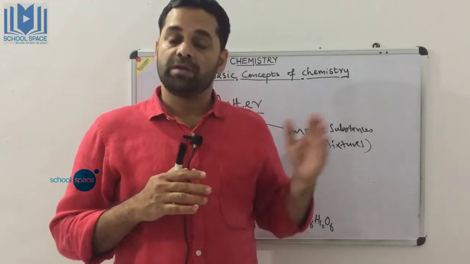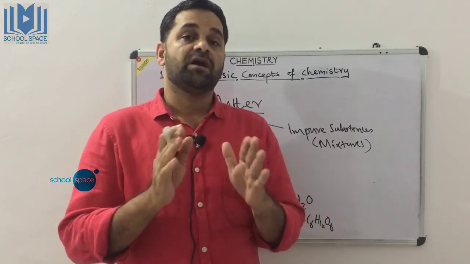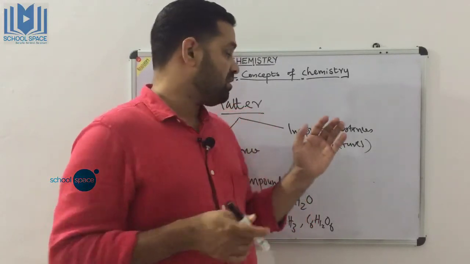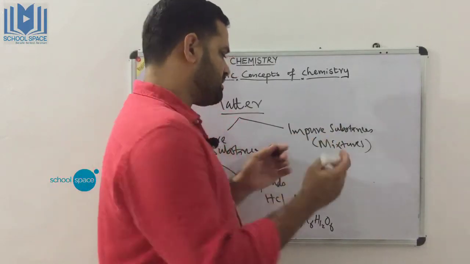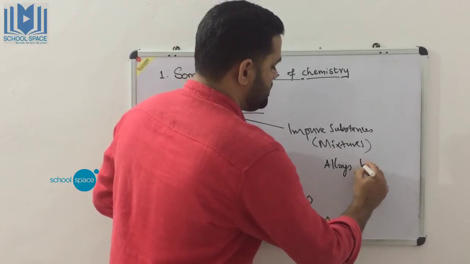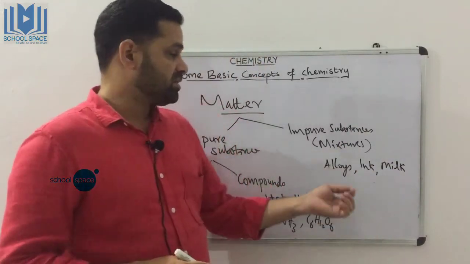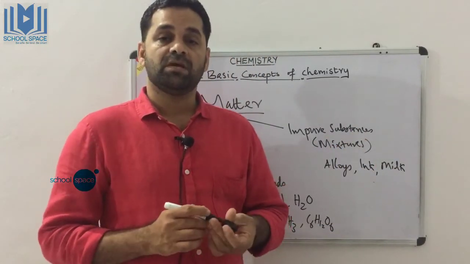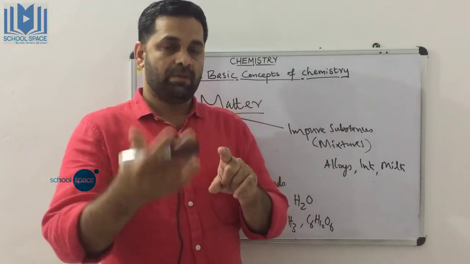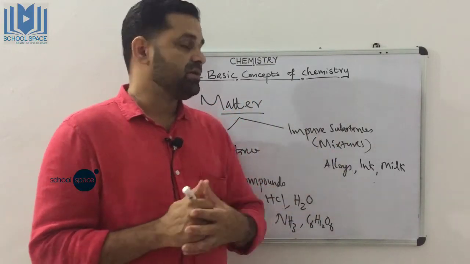So what are mixtures or impure substances? It is a form of matter in which two or more pure substances are physically mixed in any proportion. That is called impure substances. For example, alloys, ink, milk, soap solution, etc. These are formed when two or more pure substances, elements or compounds, are physically mixed in any proportion.